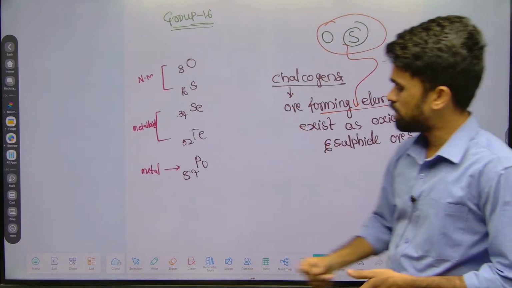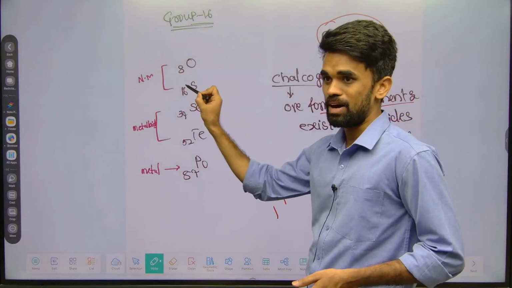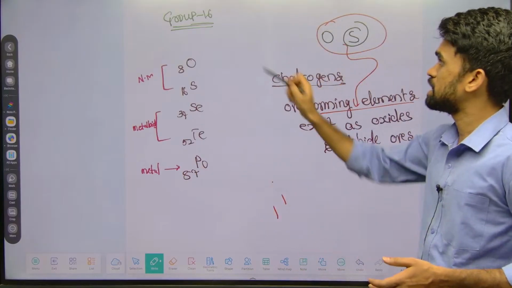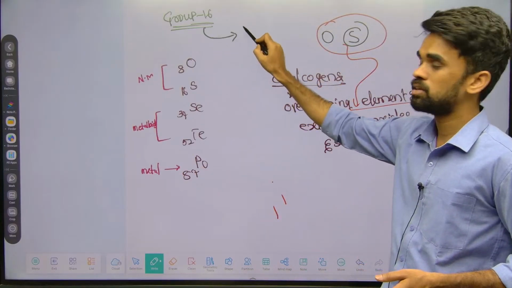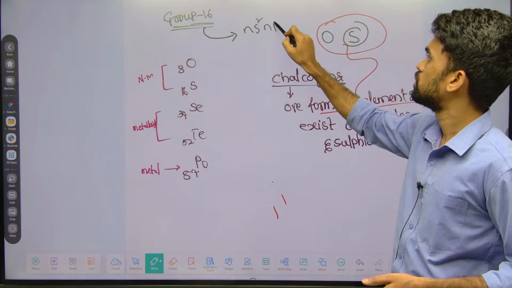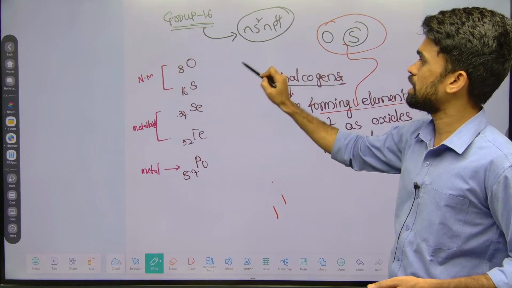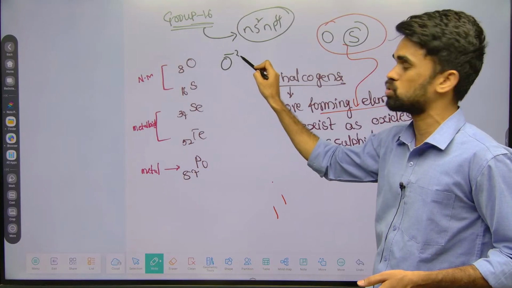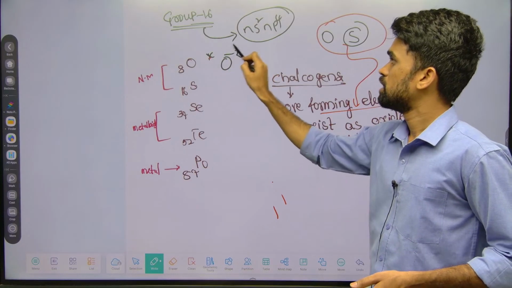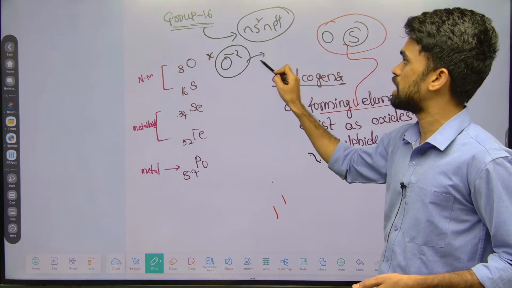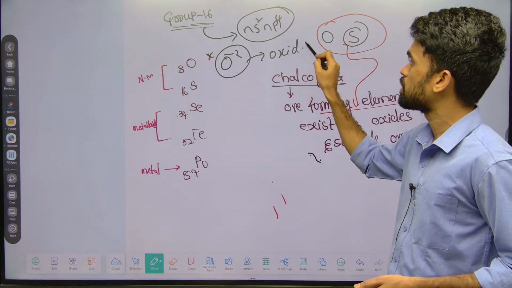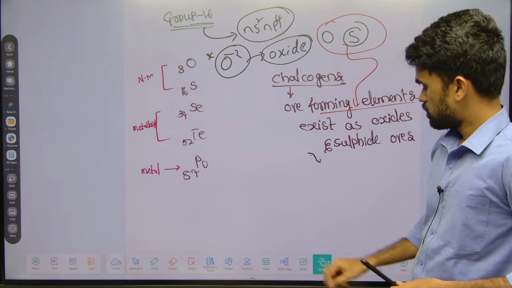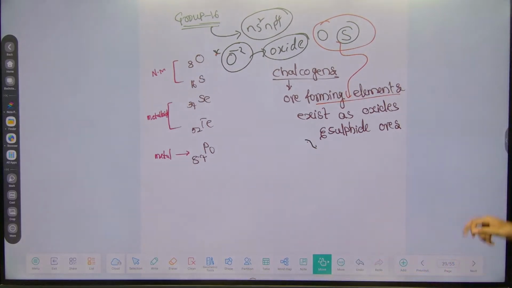Okay. So now what I am saying? The first two are non-metals, the next are metalloids, the last one is a metal. What is the general electronic configuration for this? ns2 np4. So now all of these compounds mostly want to be in -2 state, oxygen especially. If oxygen is -2, you should call it oxide. Okay. Now let us discuss periodic properties first.